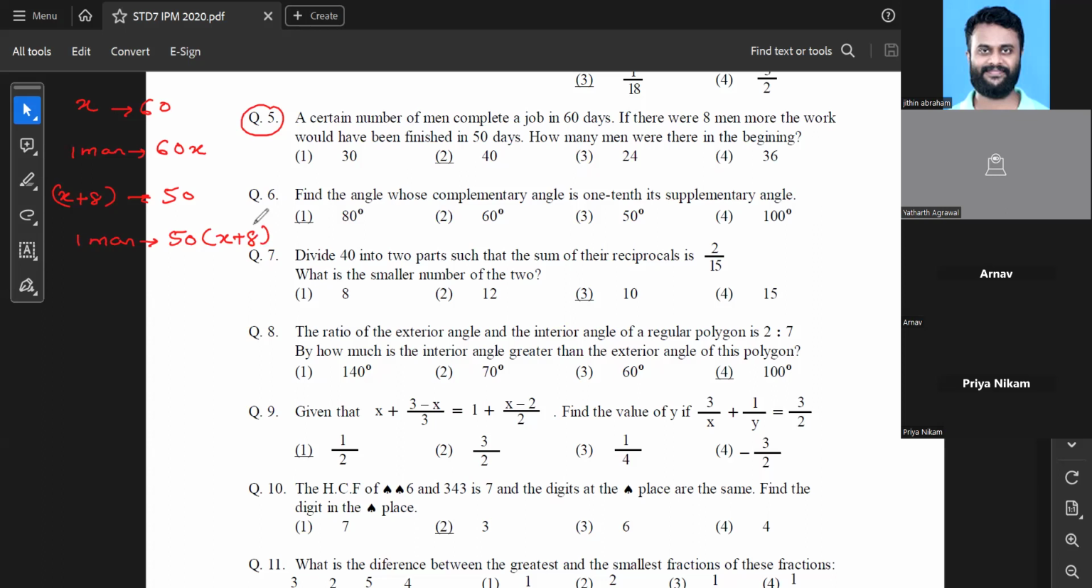So one man's work is always the same. Therefore, I'm equating both of them. 60X is equal to 50 into (X plus 8). I cancel the 0 from both sides. This is 6X. On the other side, when I open the bracket, I will be getting 5 into X plus 5 into 8, that is 40. I take 5X to the other side. 6X minus 5X is equal to 40. So X is equal to 40. So the original number of men was 40.